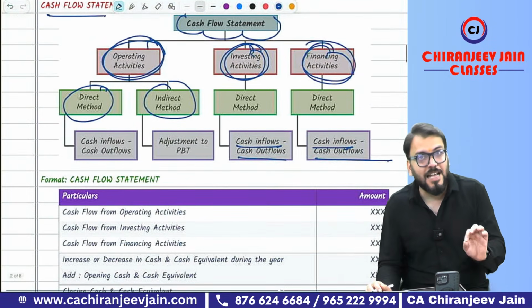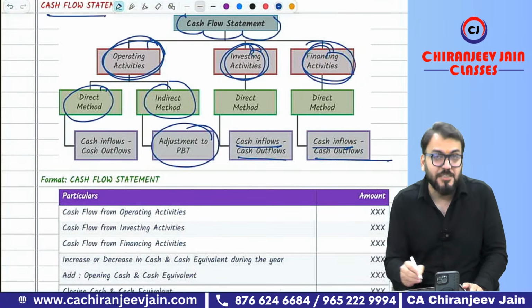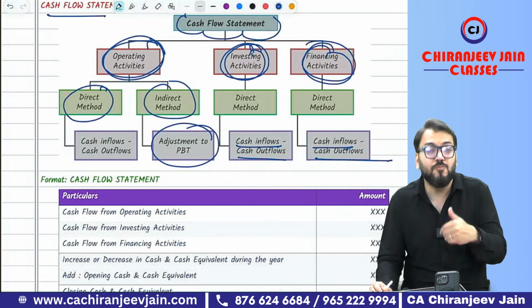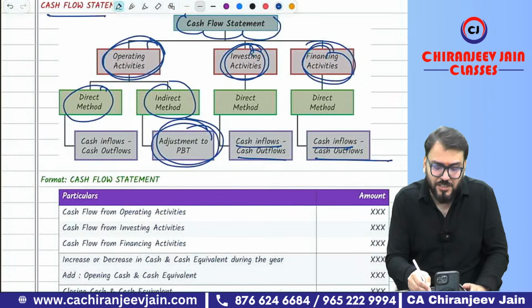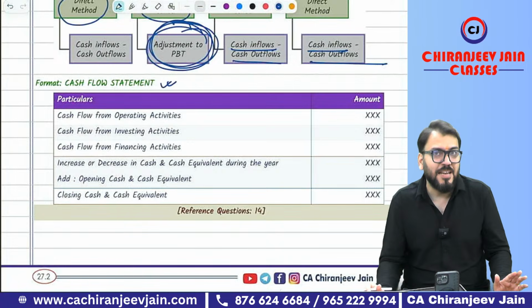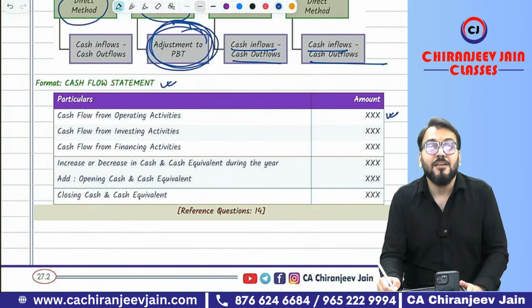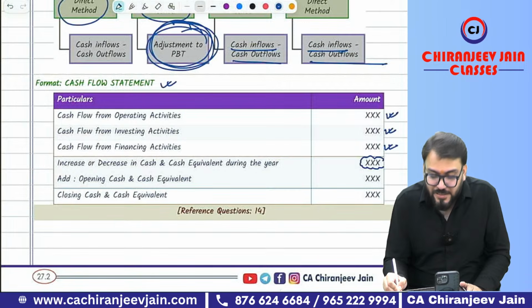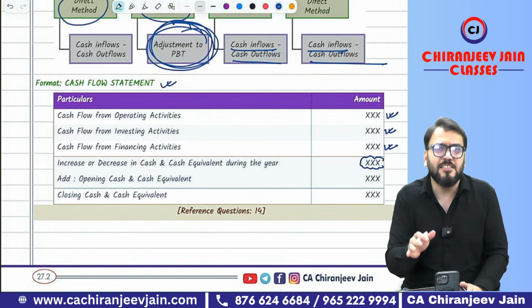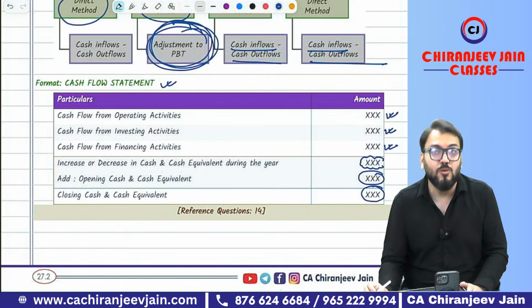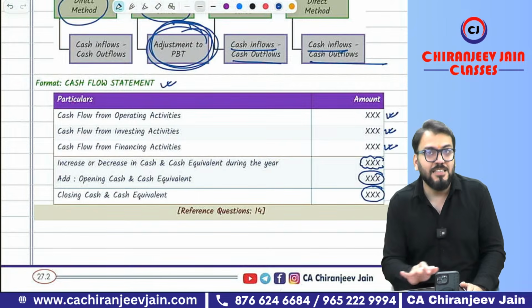Direct method, once again, is cash inflow minus cash outflow. But indirect method means we adjust PBT, and we convert profit before tax from SOPL to cash flow from operating activities. So this is more interesting. Indirect method is more interesting. The format of the cash flow statement is very easy. First we write cash flow from operating activities, then cash flow from investing activities, then cash flow from financing activities. This will be the net change, meaning the increase or decrease in cash and cash equivalent during the year. Then we add opening cash and cash equivalent. Then the resultant amount will be closing cash and cash equivalent. Super easy.